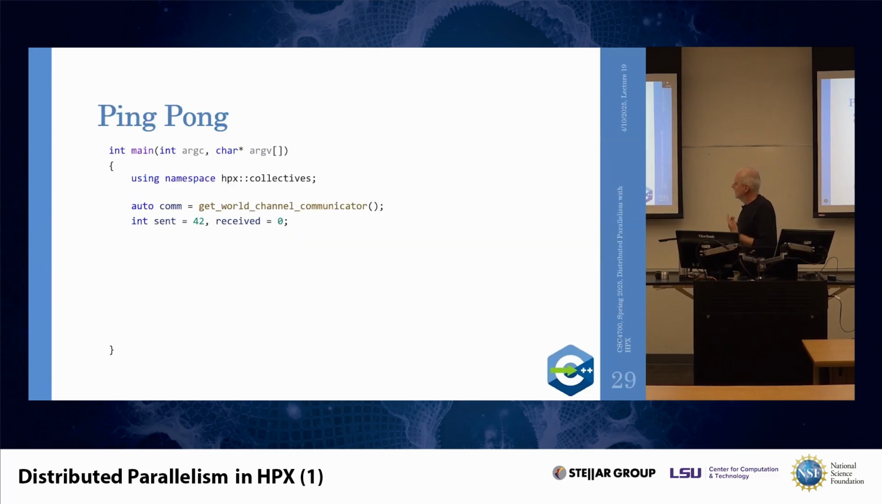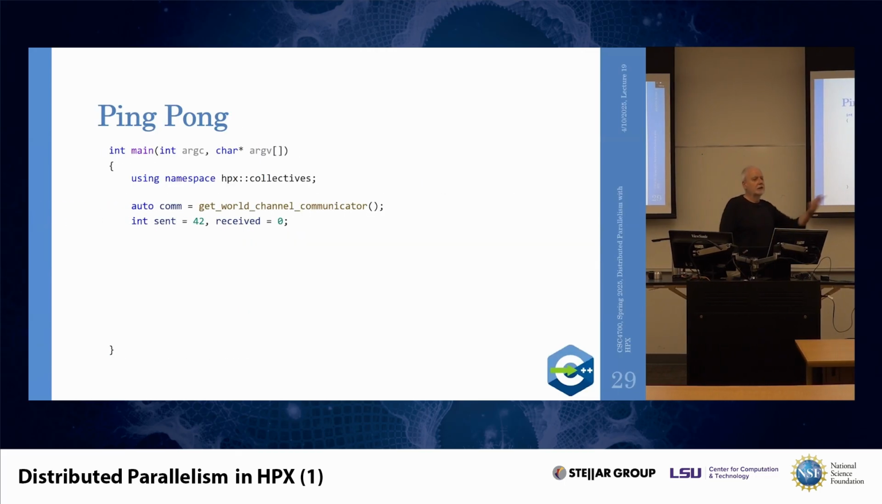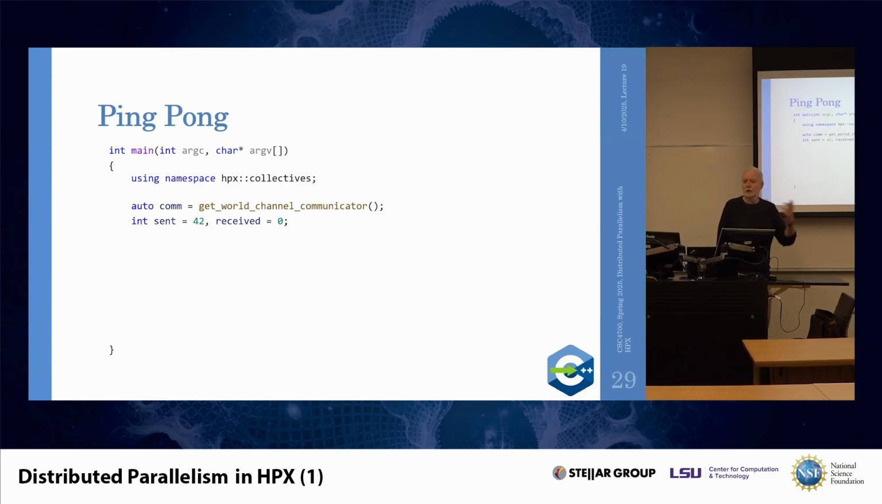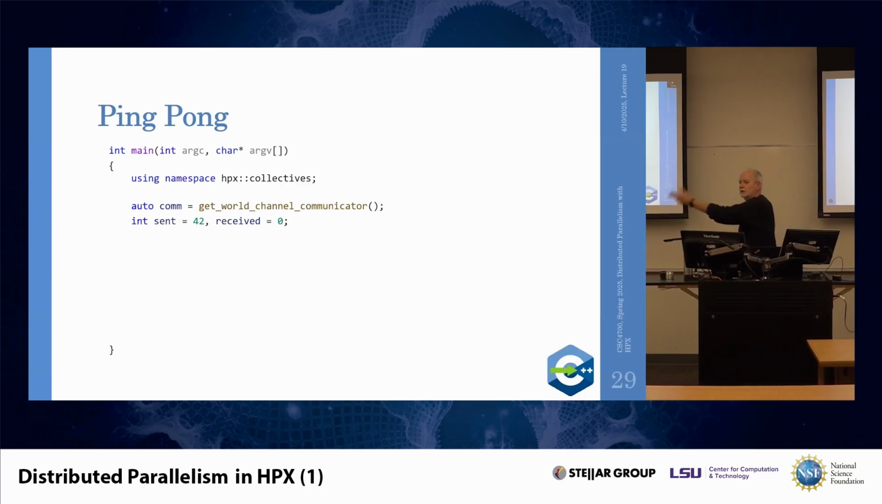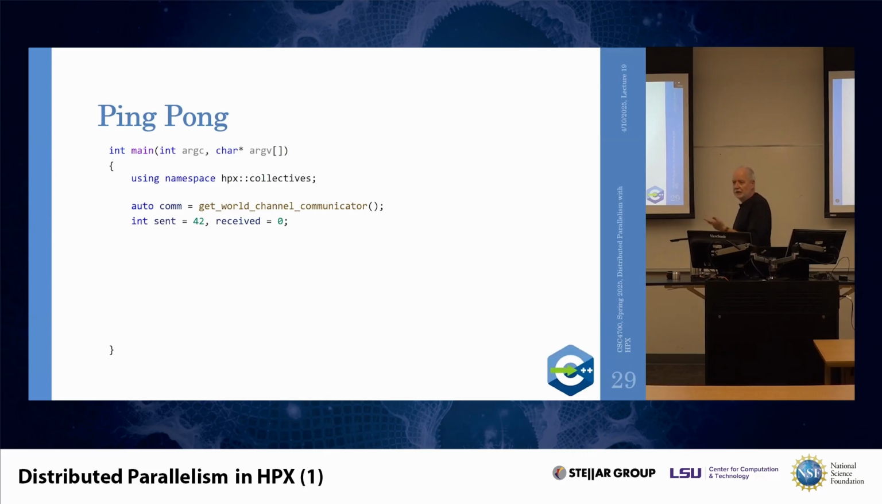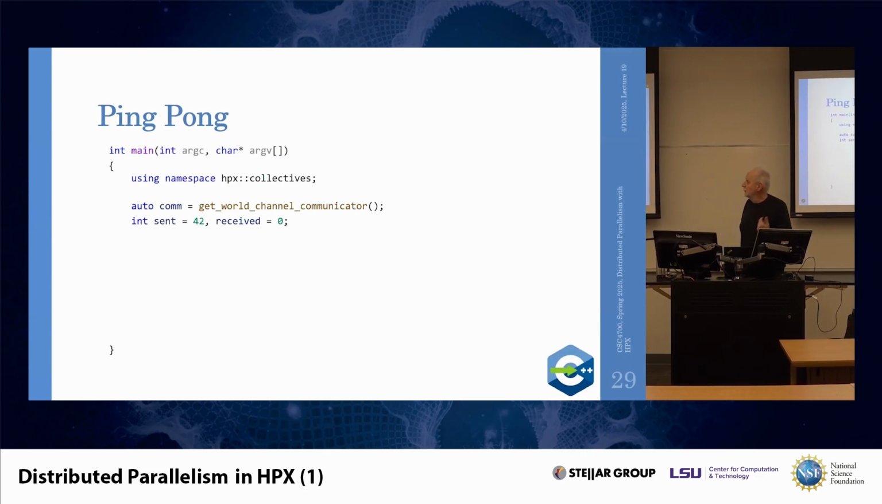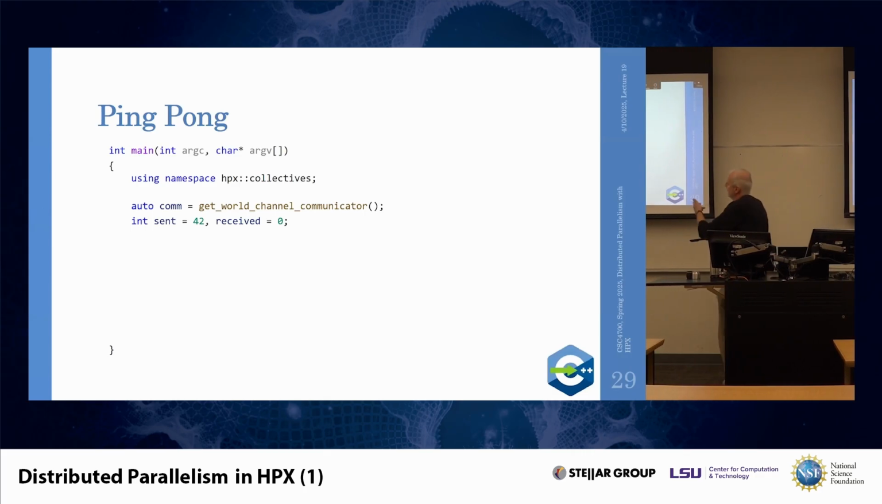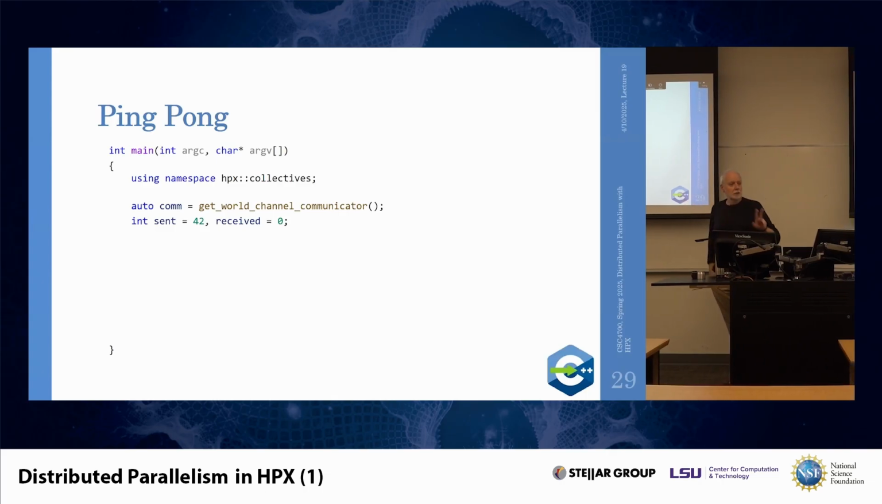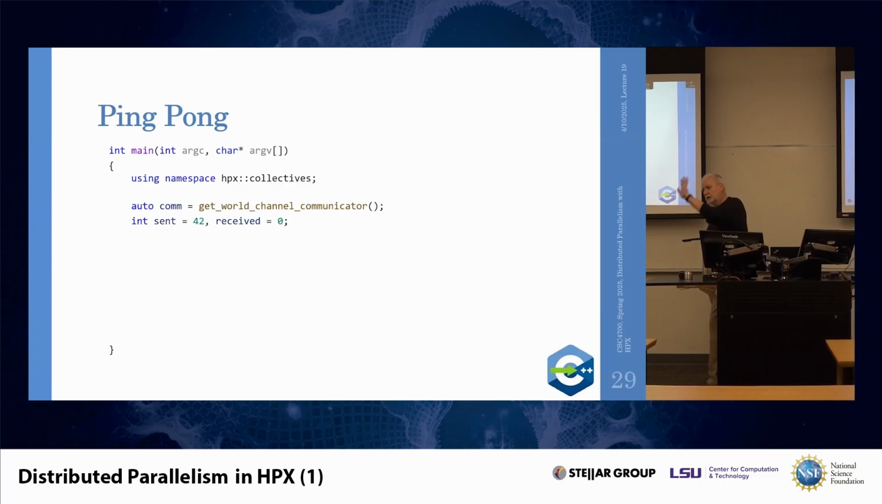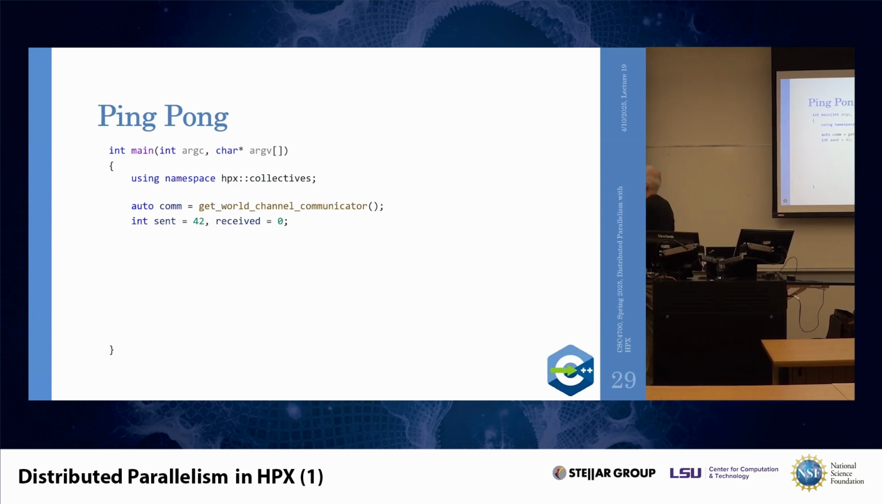Okay, let's look at a ping-pong example. Let's send things back and forth. Have two localities, one locality sends it to the other one, and the other one sends it back to the first one, just to create an example of that. How do we do that? Well, again, think about it as a distributed application where the process runs on both localities. We run it on two localities.